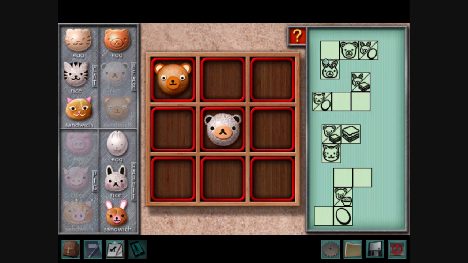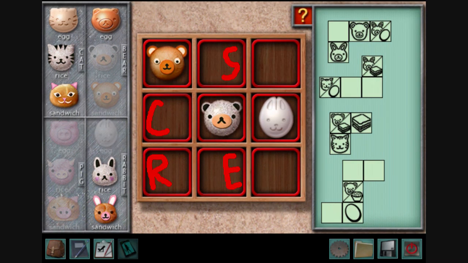It says there's a rabbit on the left-hand side. Now the rabbit can't be here, and it can't be here because this piece has a cat, so the rabbit has to be here. So this is going to be a rabbit, this is going to be a bear, and this is going to be the rabbit egg. And it looks like we're really close to being finished. Let's just put in the final piece.